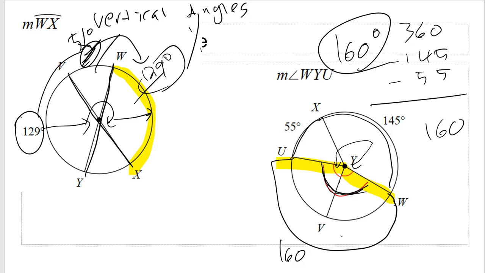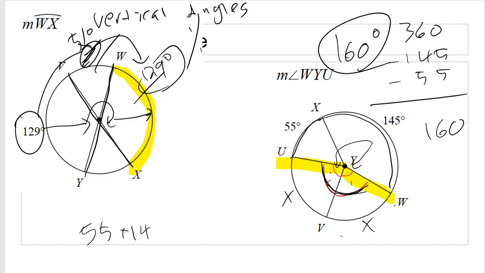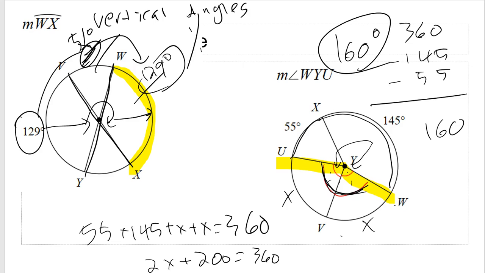But here, let me show you something else. It says here that this is congruent to that. These two are congruent to each other, which means whatever this is has to be the same. So 55 plus 145 plus X plus X equals 360. I must add all four of those up. They must give me 360. If I simplify, 2X plus 200 equals 360. So 2X equals 160. I got 160 because I took 360 minus 200, and I divided by 2 and got X equals 80, which tells me that this is 80 and that's 80. If I need to know the whole thing, just add them together: 80 plus 80 is still 160.